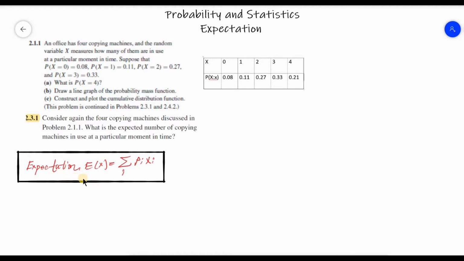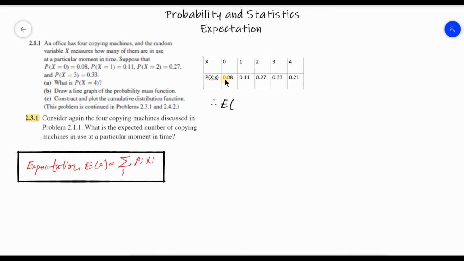So the expectation or mean or average of any random variable x is equal to the summation of the probability values and the values taken by the random variables. In this table we are given the values taken by the random variables and the probability values. So it is very easy to determine the expectation.